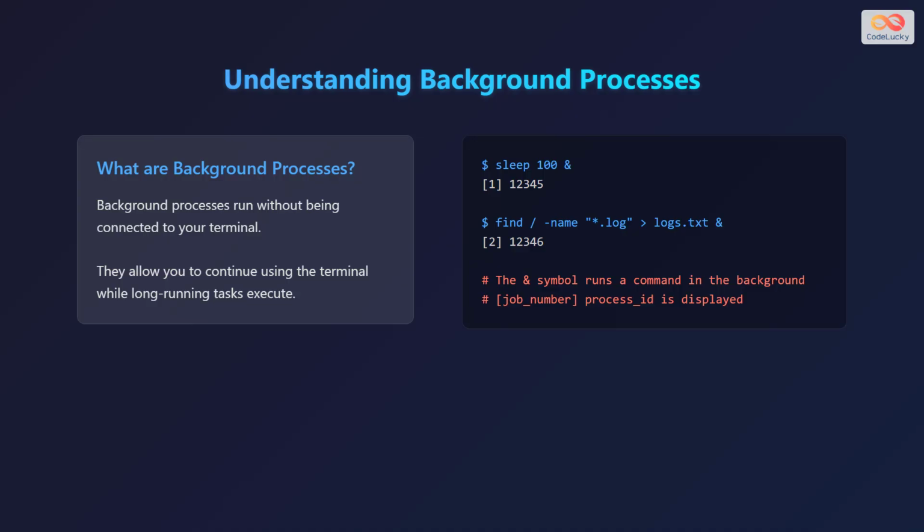As an example, here is how you can start a process in the background. If you type the command sleep 100, followed by an ampersand, the sleep command will run in the background for 100 seconds. You'll see an output like [1] 12345, where 1 is the job number, and 12345 is the process ID.